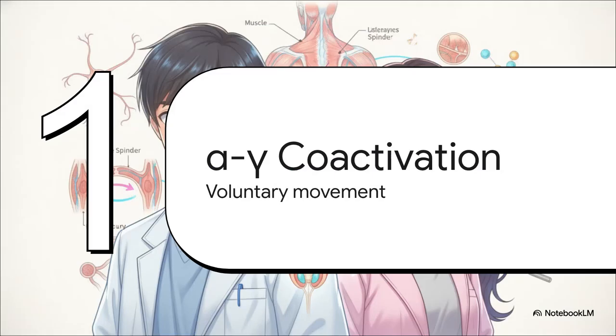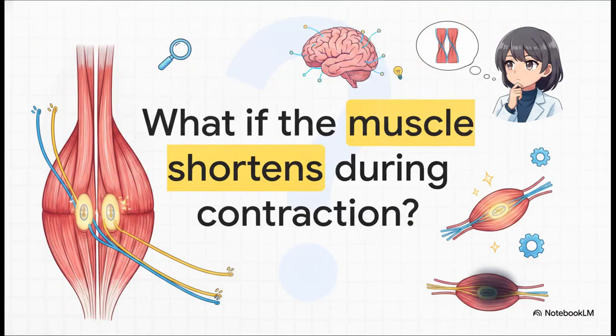Section 4. Alpha-gamma coactivation. We know exactly how the reflex fires during a passive stretch from a doctor's hammer. But how does the spindle work during an active, voluntary movement, like when you just decide to walk across the room? Let's pause for a second and think about the mechanics.